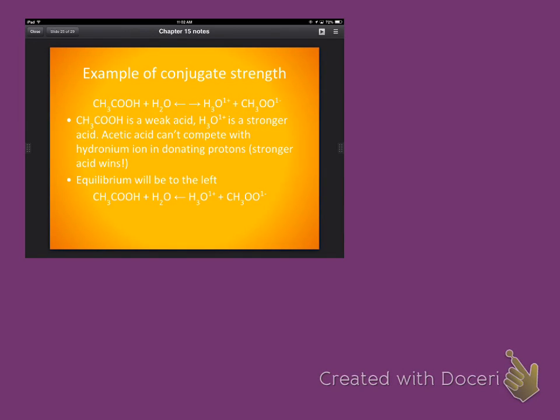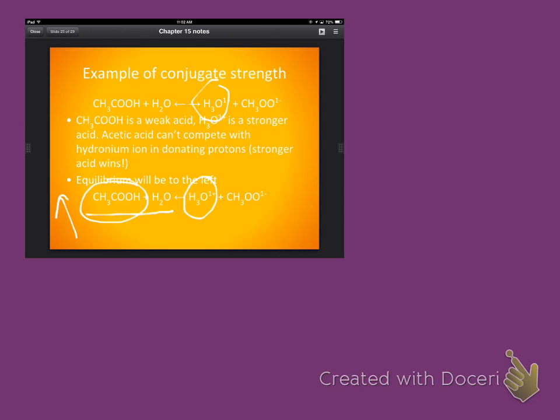Acetic acid is a weak acid, and this is a reversible reaction because of that. If you remember, when it's a weak acid, the reaction is reversible. So the hydronium is actually a stronger acid than the acetic acid, which means the hydronium is going to continue to donate protons back to the acetic acid. So the equilibrium is going to end up favoring more acetic acid molecules than hydronium ions.